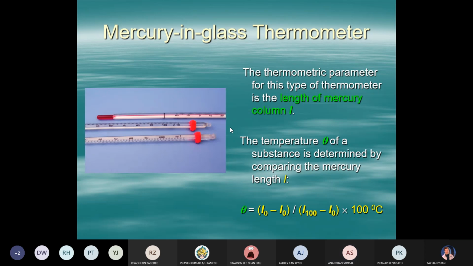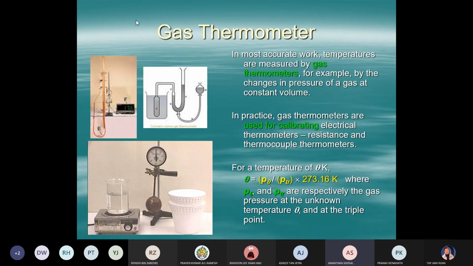Okay, next. This is the gas thermometer. We call it the constant volume gas thermometer. There are two types. On top, there is a flask which contains a gas. The gas volume is kept constant. It is connected to a manometer. I believe in O levels we learn about the manometer. The manometer has a mercury column. So when the temperature of the gas changes, the pressure is going to change accordingly.